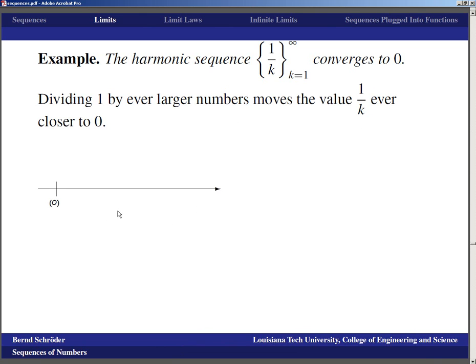In terms of the visualization, of course, if 0 is here, we realize that the sequence starts at 1, goes to 1/2, goes to 1/3, goes to 1/4, goes to 1/5, and so on. And we can see that these fractions decline more and more and will ultimately aggregate near 0.